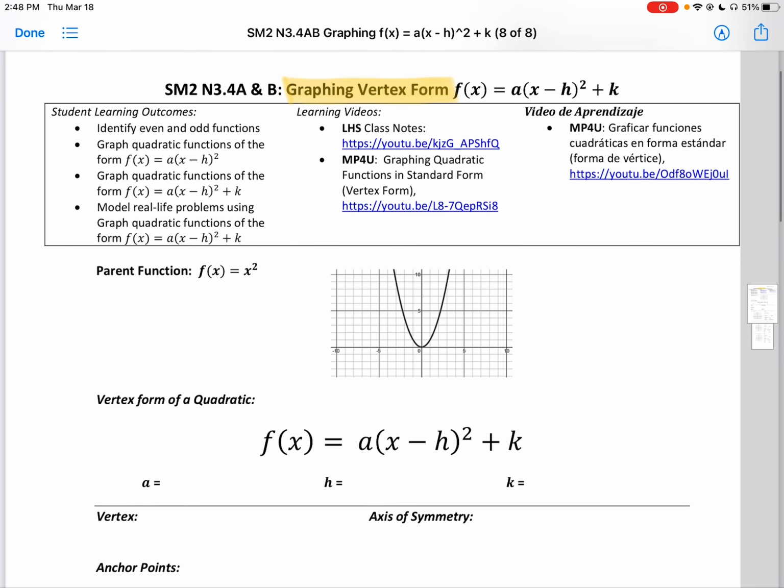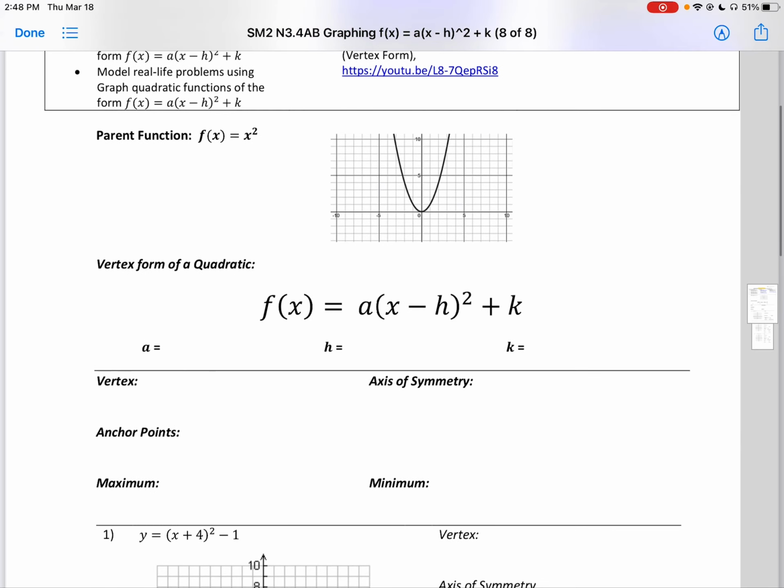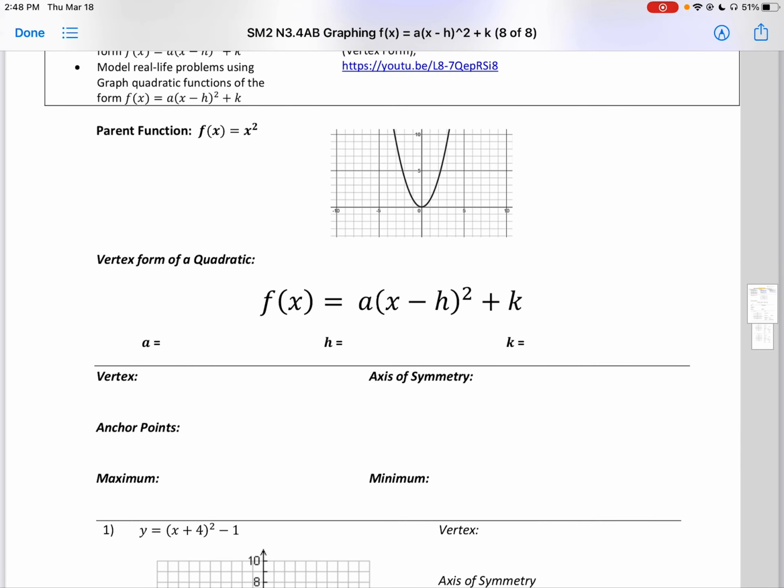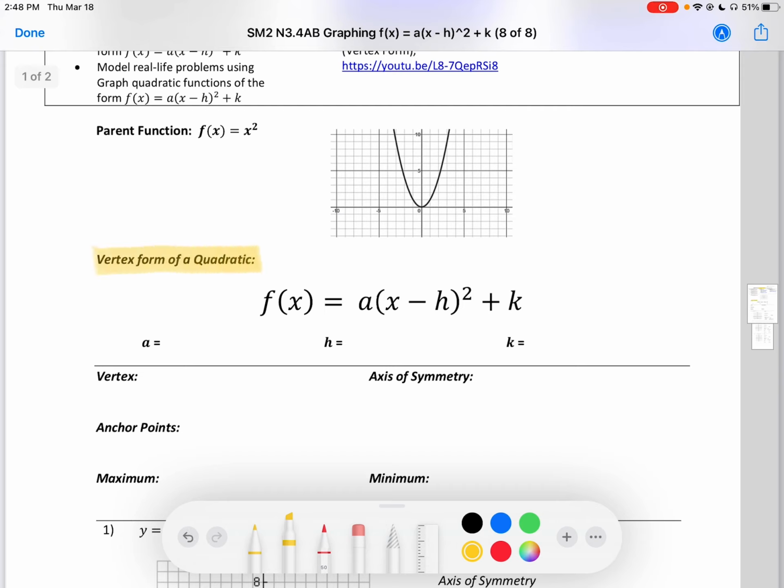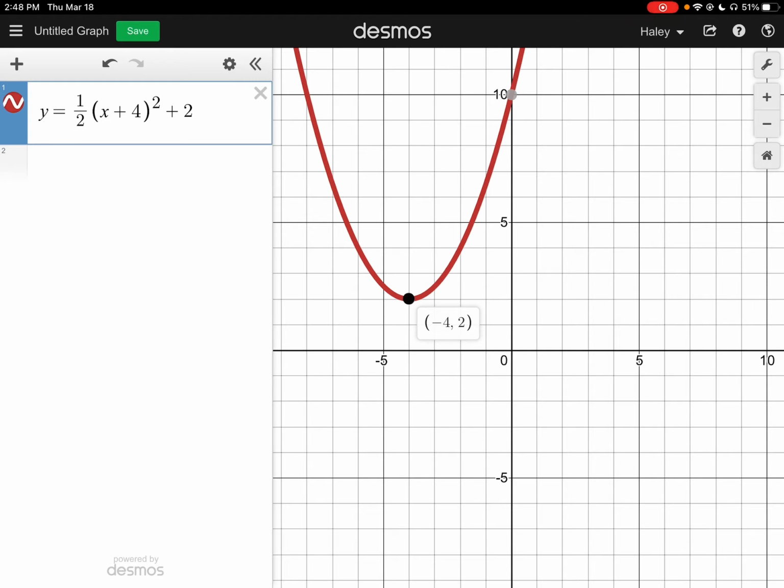Okay, so in our notes, we have our parent function right here that we can look at. And then we have vertex form of a quadratic. Now, the reason that this form is called this is because it's really easy to see the vertex. Let's switch back to my graph. What's the vertex here? -4, 2. Look at my function in the corner. My +4 on the inside means I moved it left 4, so I have a -4 in my vertex. The +2 means I moved it up 2. So my vertex is -4, 2.